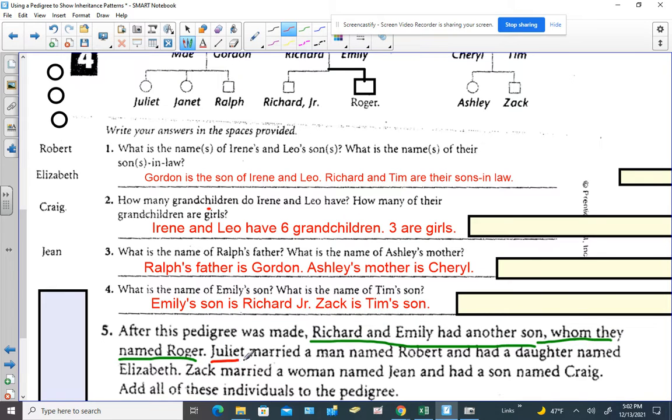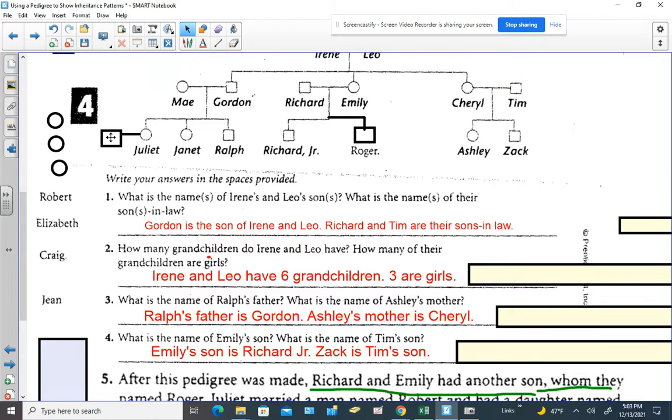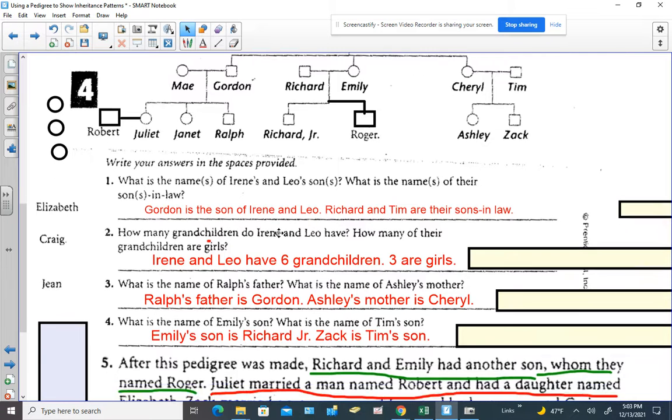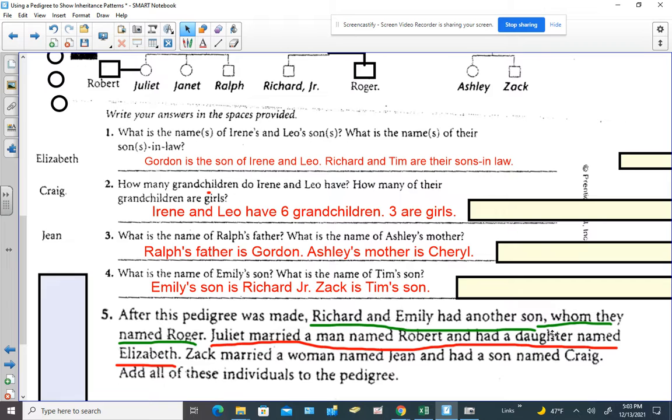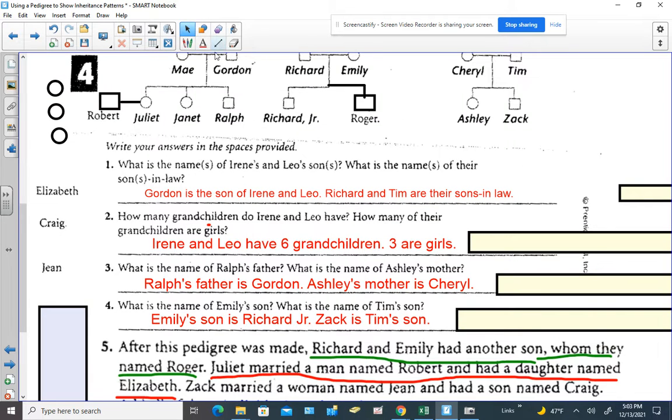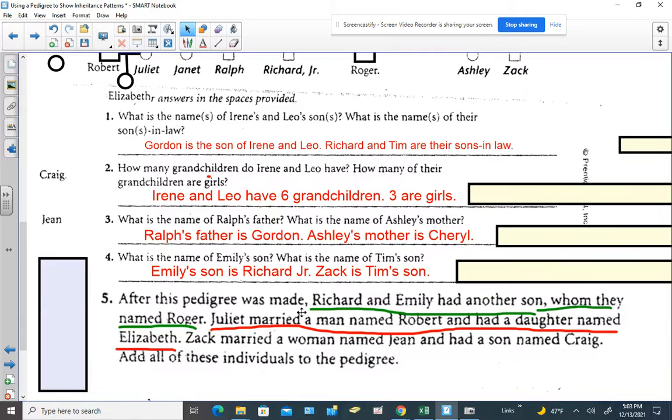All right, now let's look at this little nugget that I'm going to underline in red. Juliet married a man named Robert and they had a daughter named Elizabeth. So let's find Juliet. She's right here. She married a man named Robert. So let's put a stick, like so. Since she married a man, we'll put a square there. And his name is Robert. All right, but we're not finished yet. We're not finished because they had a daughter named Elizabeth. So what we'll do is draw a line down here. We'll bring a circle in. And that would be Elizabeth. So we'll put Elizabeth right there. All right, so that takes care of the red part.